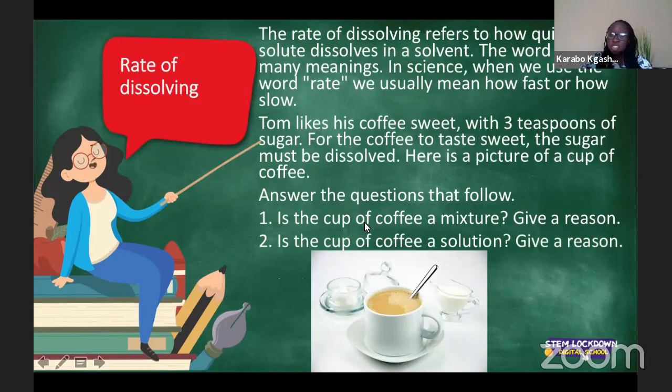What about this question then? Is the cup of coffee then a solution? Remember now, a mixture is if we can still see the grains. So can we still see the coffee grains and the sugar mixed together? All right, so now with the solution, would this cup of coffee be a solution? All right, Kanya saying no, Oletu saying no. All right, most of you are saying no, that this cup of coffee is not a solution.